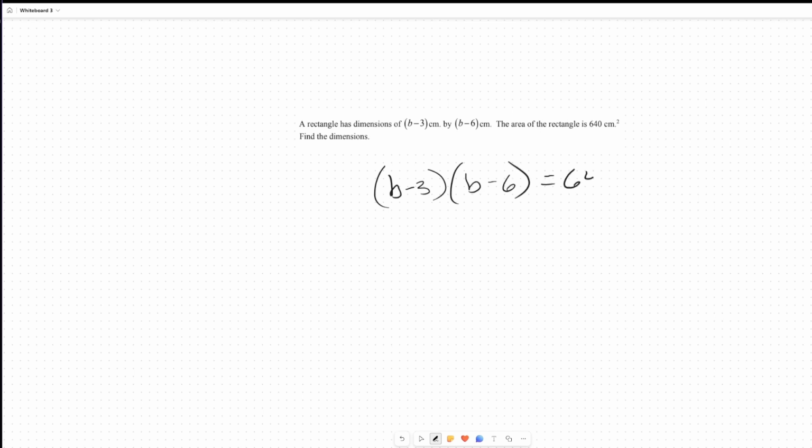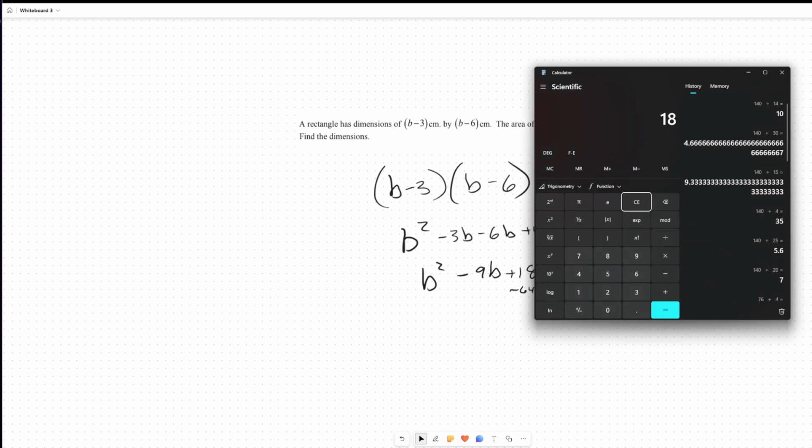So basically I'm multiplying these two things together to get 640. So you get b squared, then minus 3b, and then minus 6b, plus 18 is equal to 640. The reason I say this is easier is because the one on your test you might not necessarily have to FOIL. So you have negative 9b plus 18 is equal to 640. You have to set this equal to 0, so bye-bye 640. So I have a minus 640 there. So I take 18 and subtract 640 from it to get negative 622.